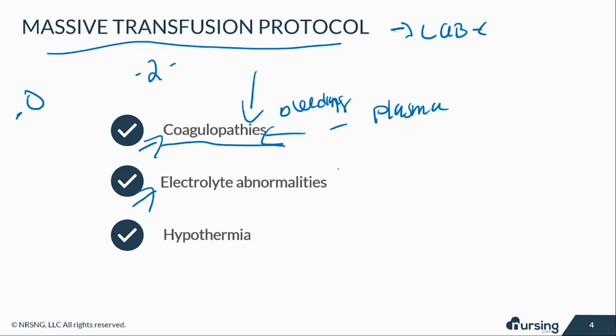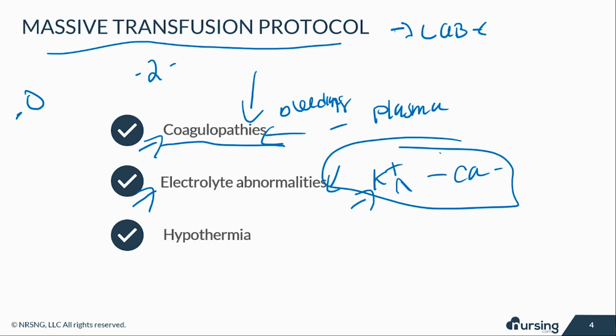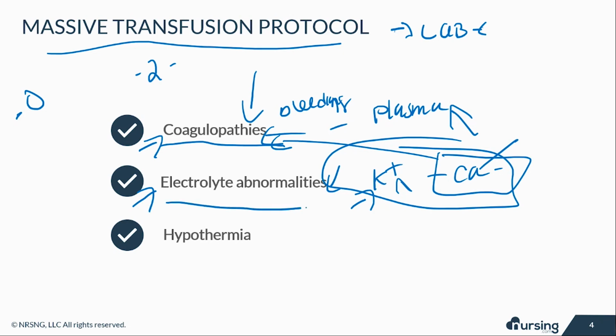You have to be able to monitor for electrolyte abnormalities. People who get massive blood transfusions are at big risk for potassium and calcium problems. Usually they can become hypocalcemic or hyperkalemic, so you have got to watch these. And remember that calcium helps us clot. So that's another reason why we start to bleed, and another reason why we need plasma. So you have got to watch electrolytes when somebody is having an MTP.